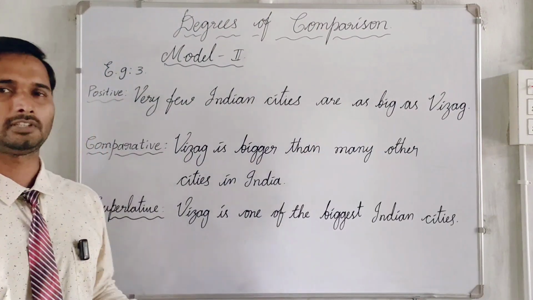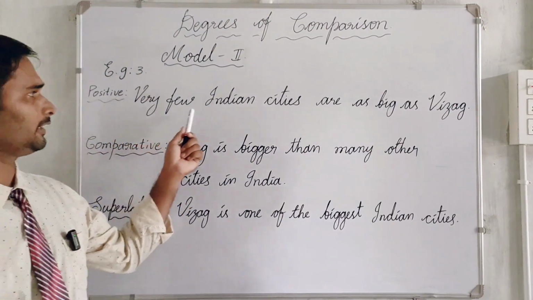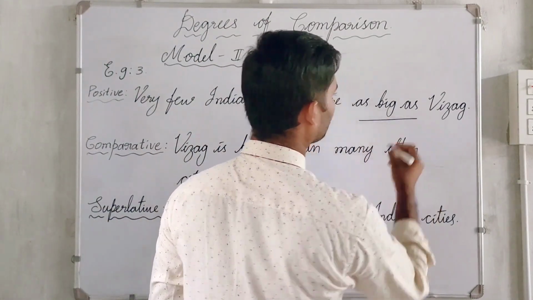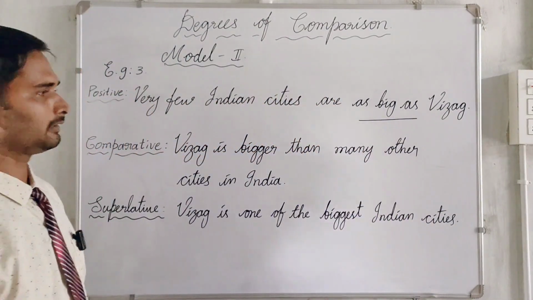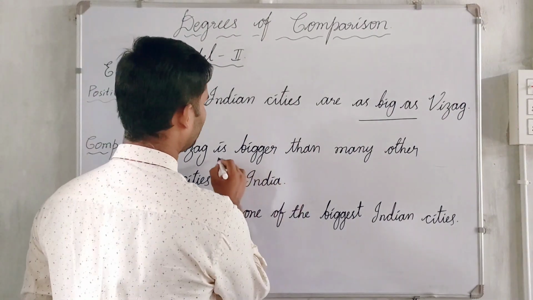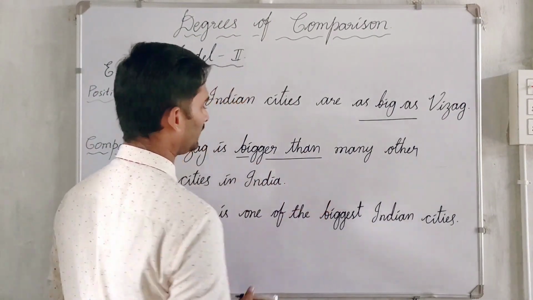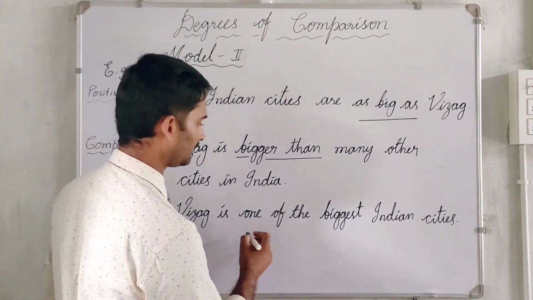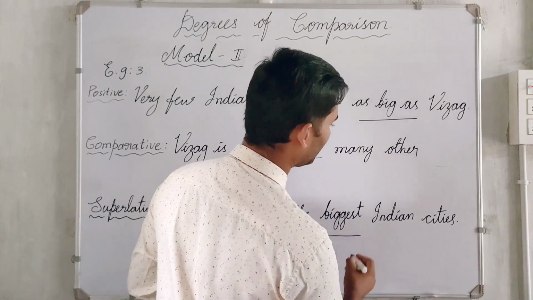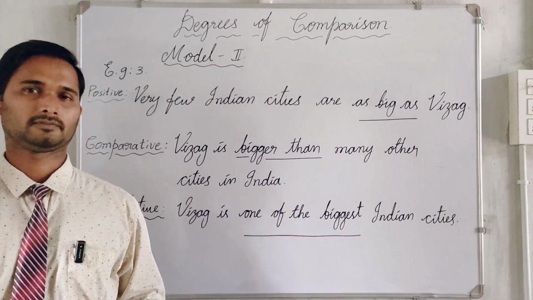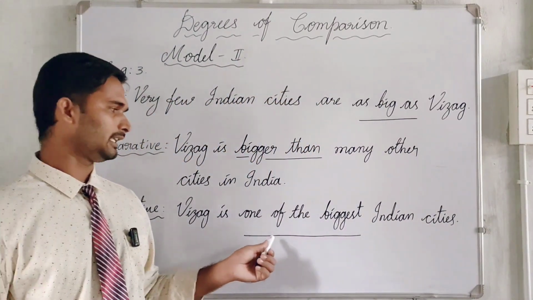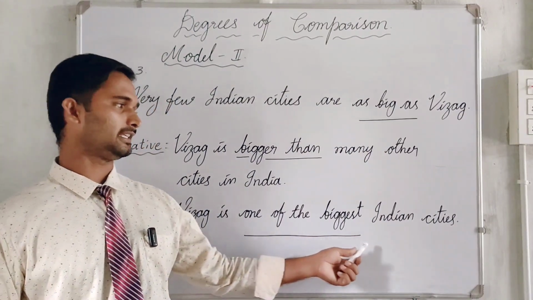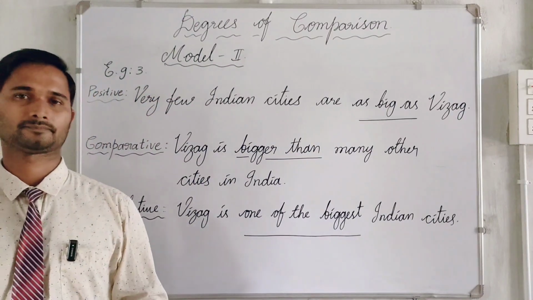Let us learn Model 2 with some more examples. Example 3. Very few Indian cities are as big as Vizag. No comparison is made. Vizag is bigger than many other cities in India. And the superlative form: Vizag is one of the biggest cities. Vizag is one of the biggest Indian cities. It means there are many big cities in India and it is one of them.